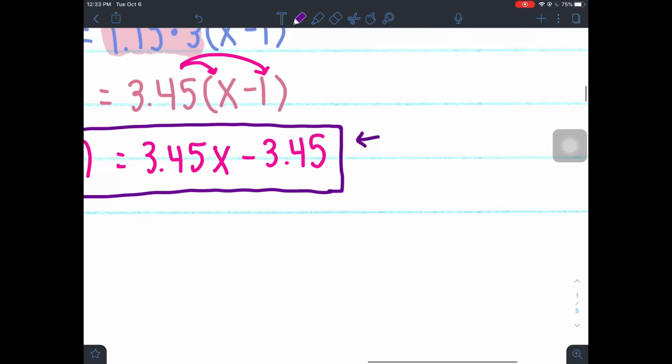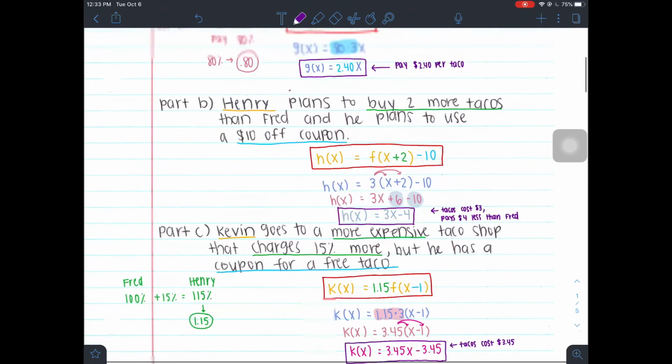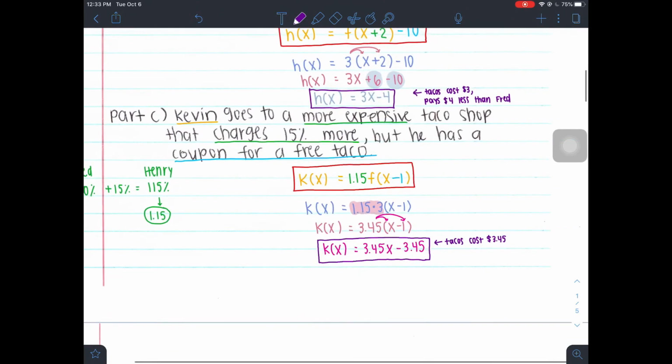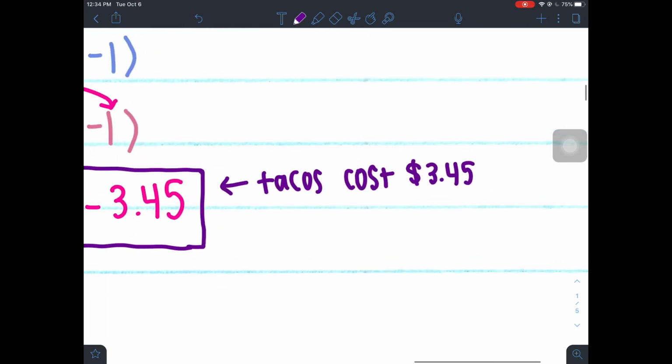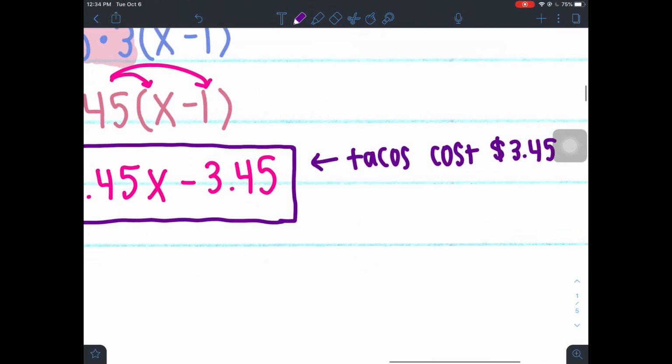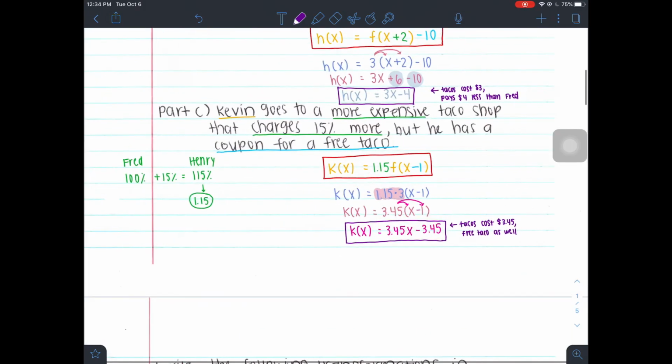Now, what does this mean? Well, let's think about this. x is the number of tacos. How much do tacos cost here? Tacos cost $3.45 each. Now, why is it more now? Why do tacos cost more now? Well, remember, his taco shop is 15% more. So it makes sense because the other taco shop was $3, and if this is 15% more, each taco is going to be $3.45 each. Now, where do you think this minus 3.45 came from? Well, remember, he got a free taco. So he got a free taco as well. And that's why that negative 3.45 is there.